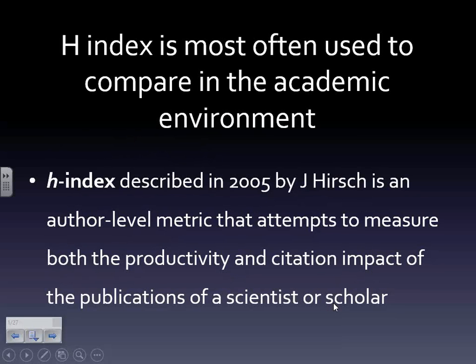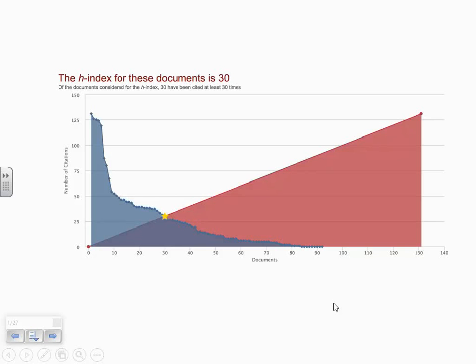The H index is most frequently used at the academic level in the academic departments. It was described in 2005 by J. Hirsch for the H. And it's an author level metric, and it attempts to explain both the productivity and the citation impacts of the publications of a scientist or scholar. Now, here's an example of an H index of a particular person.